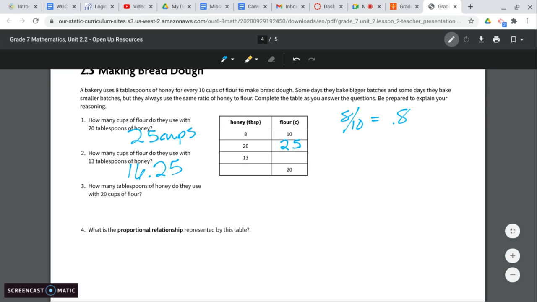How many tablespoons of honey do they use with 20 cups of flour? Oops, I forgot to write that one on there. So now we're going the other way. So instead of taking 20 and dividing it by 10, now we're going to take 20 and multiply it by 0.8, which is going to give us 16.